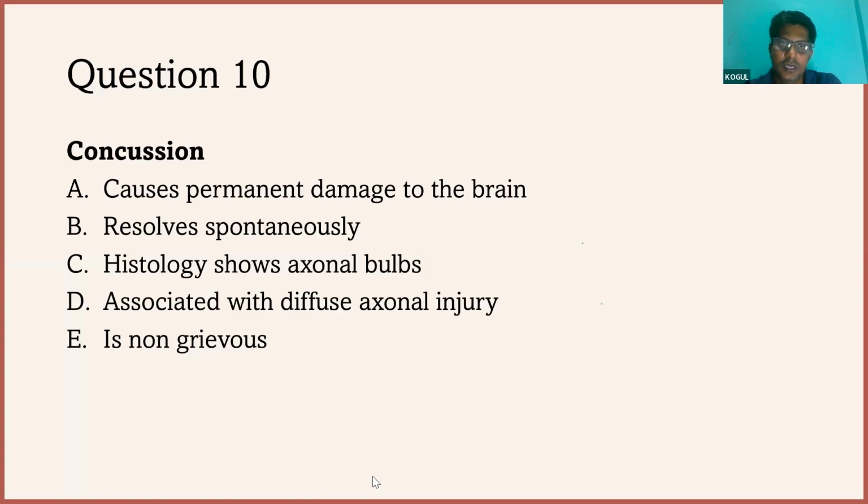Do you think concussion is non-grievous, true? Because concussion, I told you, is a transient loss of consciousness, no? If you diagnose concussion, there is a transient loss of consciousness. During this unconscious period, what will happen? The patient's life is in danger. She may aspirate, the tongue may fall backward. Sometimes without treatment, the patient may survive. But sometimes he may aspirate and die. So there is a doubt.